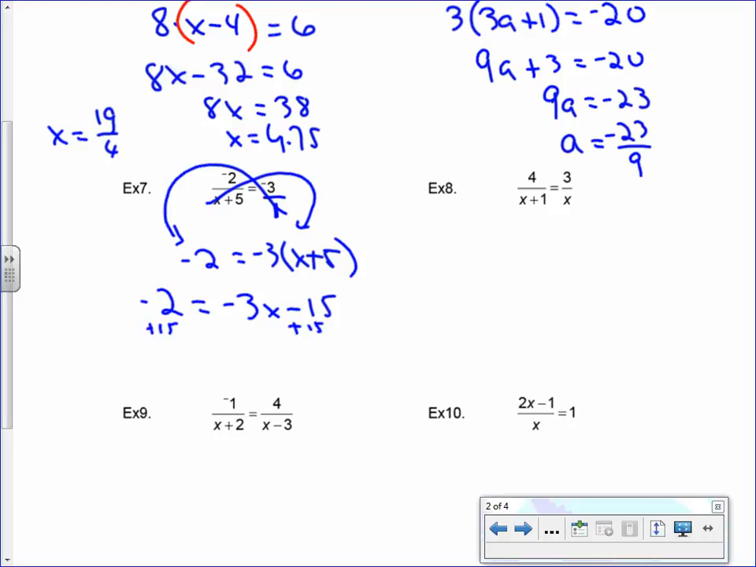I think I'll have plenty of room for this. Mine just feels a little squishier. I'm just going to erase that.